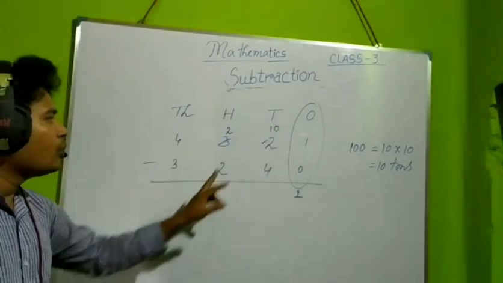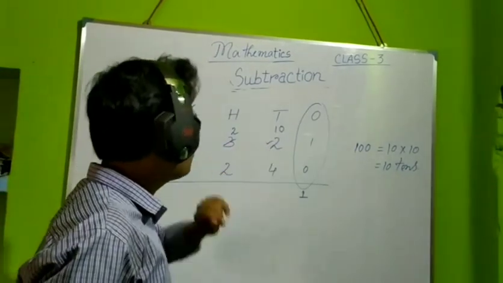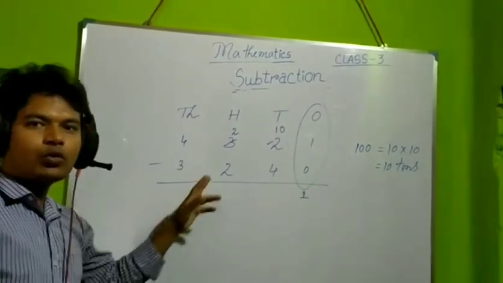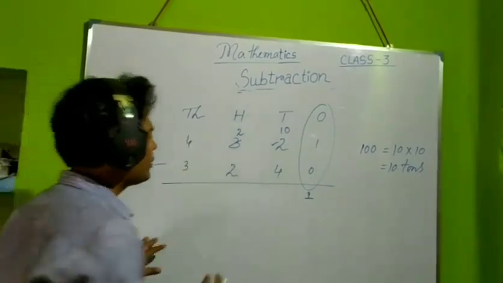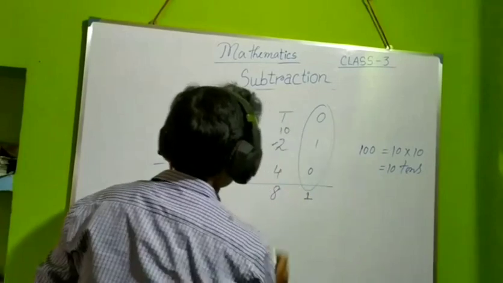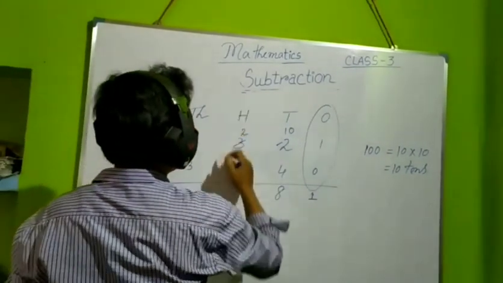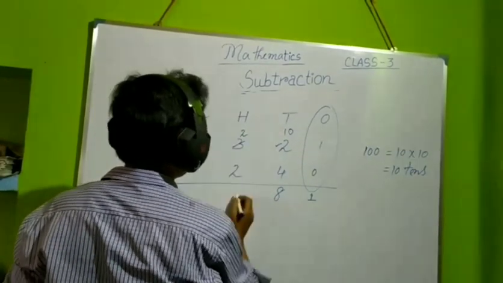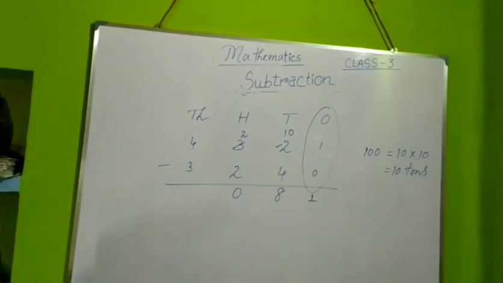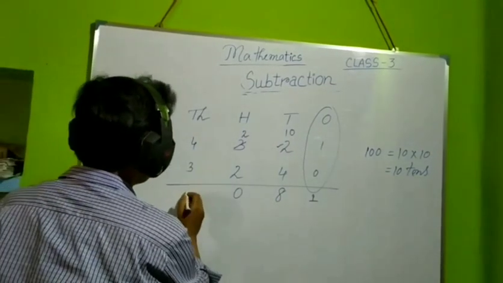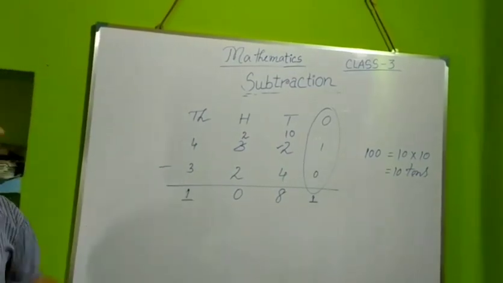Okay. So 10 plus 2, that means 10 added with 2, gives 12. Now 12 is greater than 4. So when we subtract 4 from this 12, we get the result 8. Now you come to the hundreds place. In the hundreds place, 2 minus 2 equals 0. And then you come to the thousands place. In the thousands place, 4 minus 3 equals 1. So we get the result 1081.